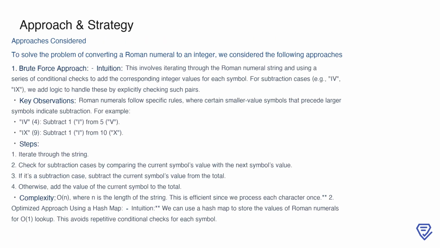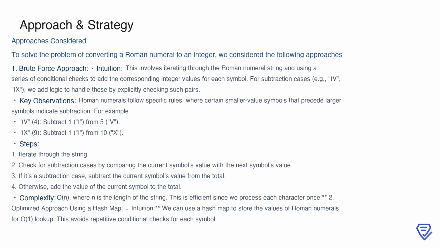To tackle the problem of converting a Roman numeral to an integer, we first considered a brute force approach. This method involves iterating through the Roman numeral string and using conditional checks to determine the integer value of each symbol. For subtraction cases, like IV or IX, we add specific logic to handle these scenarios, as they occur whenever a smaller value symbol precedes a larger value symbol. For example, in IV, we subtract 1, the value of I, from 5, the value of V. The steps are straightforward.